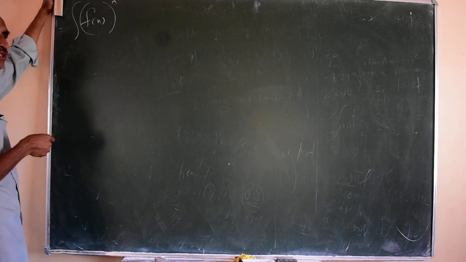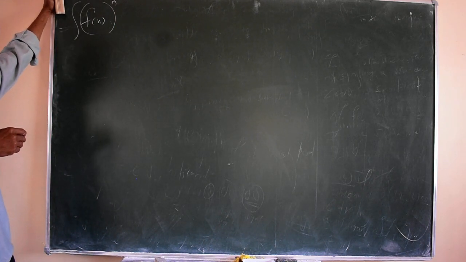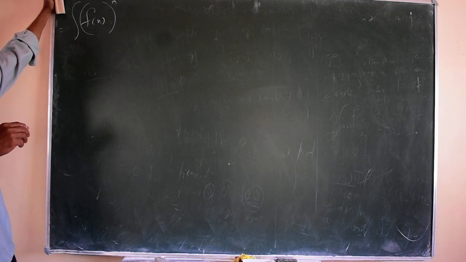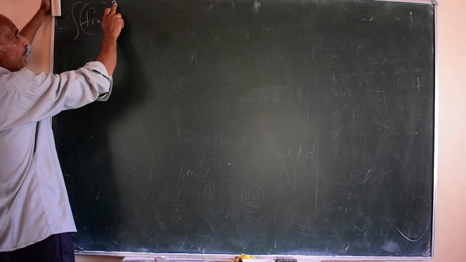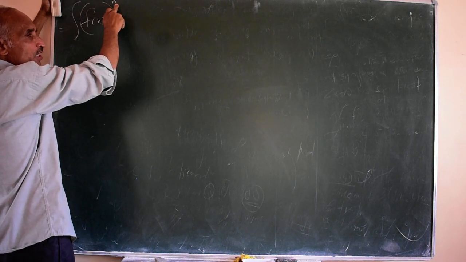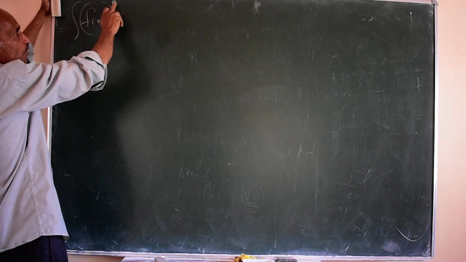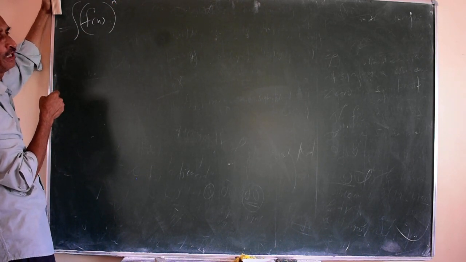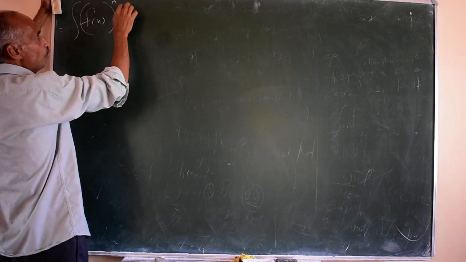In differentiation, x raised to n or f of x raised to n should not be equal to 0, but in integration, n should not be equal to minus 1. Otherwise, n may be any real number. And in differentiation, x raised to n or f of x raised to n should not be equal to 0, and n may be any other real number except 0.